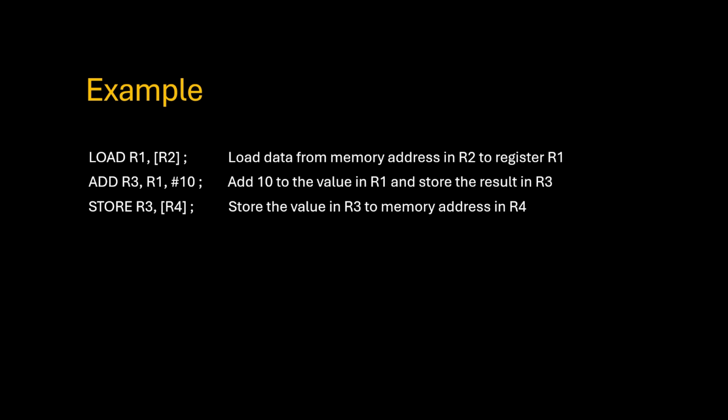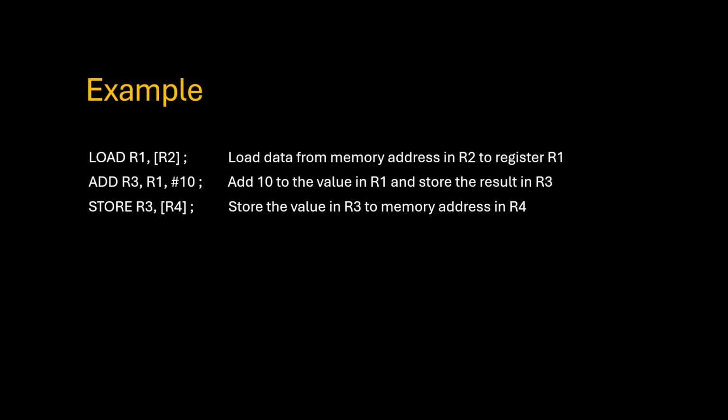For example, the first line loads data from the memory address in R2 into a register. The second line adds 10 to the value in R1 and stores the result in R3. And the third line stores the value in R3 to a memory address. The first instruction uses register indirect addressing to load a value from memory. The second instruction uses register direct and immediate addressing. The third instruction uses register direct and register indirect addressing.